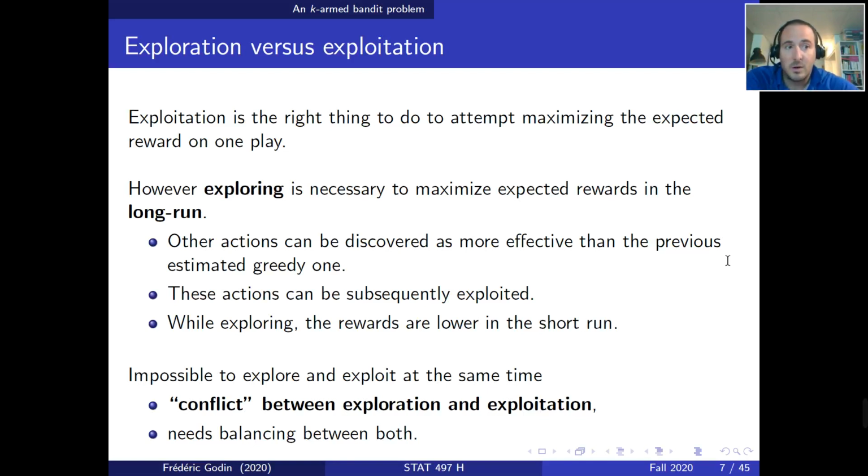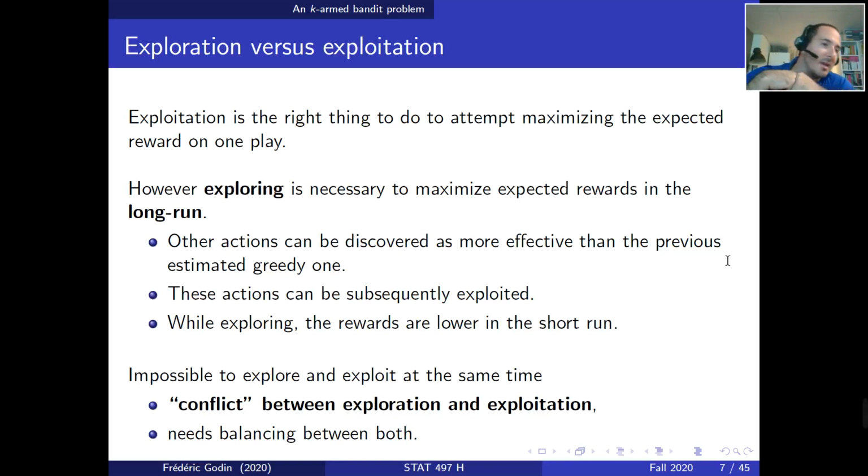So in reinforcement learning, it's impossible to explore and exploit at the same time. Either you exploit your knowledge and you sample from the greedy action, or you explore and you sample from the non-greedy action. Because you can't do both at the same time, but you need to do both to achieve good results, you have to have some form of balancing between the two.